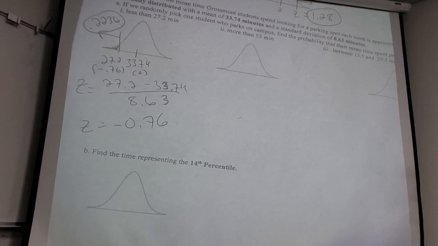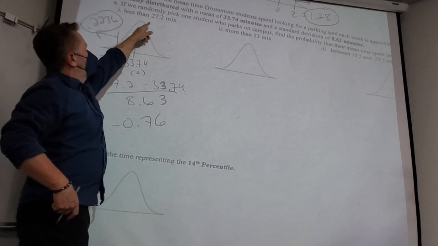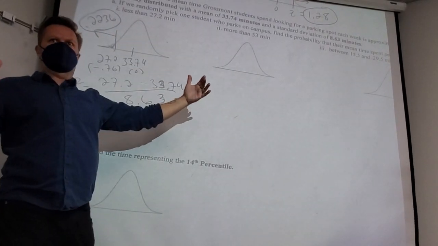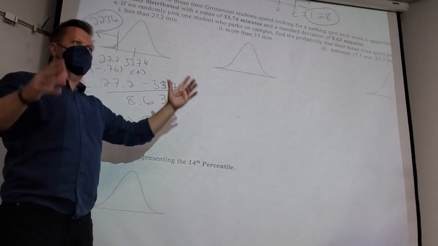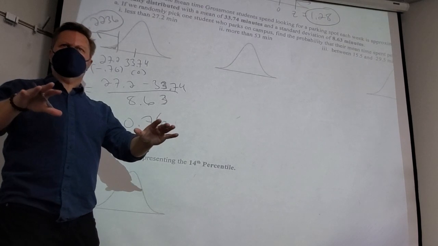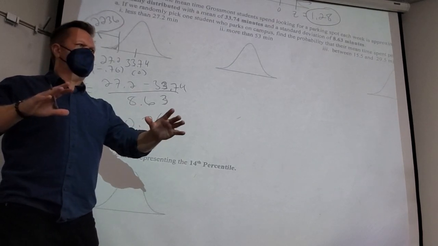So there's a 22% chance roughly that it would take a gross 1 student 27.2 minutes total for a week to find a parking spot, right? So it's like 5 point something minutes per day on average. Do you understand the physical interpretation of what this is saying?